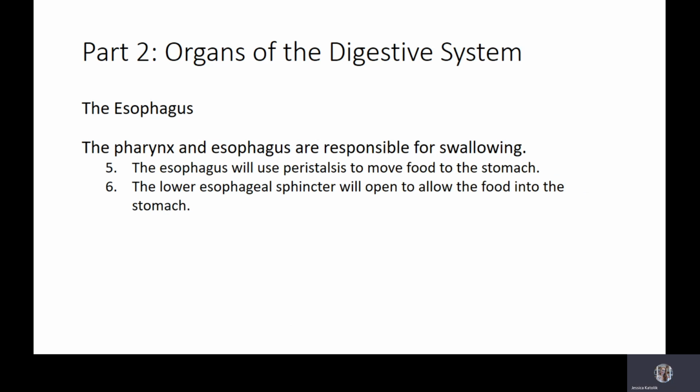Next, we'll continue with some involuntary phases of swallowing. The esophagus is going to use peristalsis to move food down. This is completely involuntary and we can't really control it. So you'll just have to wait for the peristalsis to move the food down into the stomach. As it gets closer to the stomach, the lower esophageal sphincter will open up and it will allow food to enter the stomach, and it'll quickly close up so that stomach acid doesn't go into the esophagus.